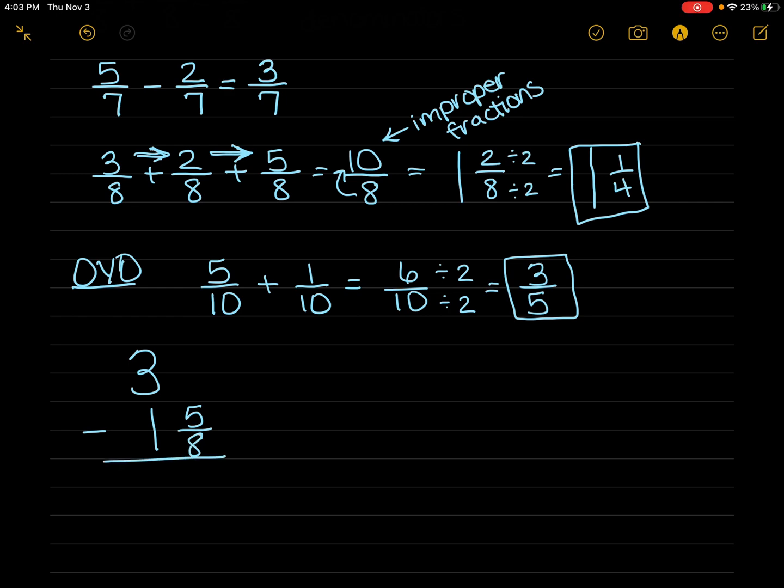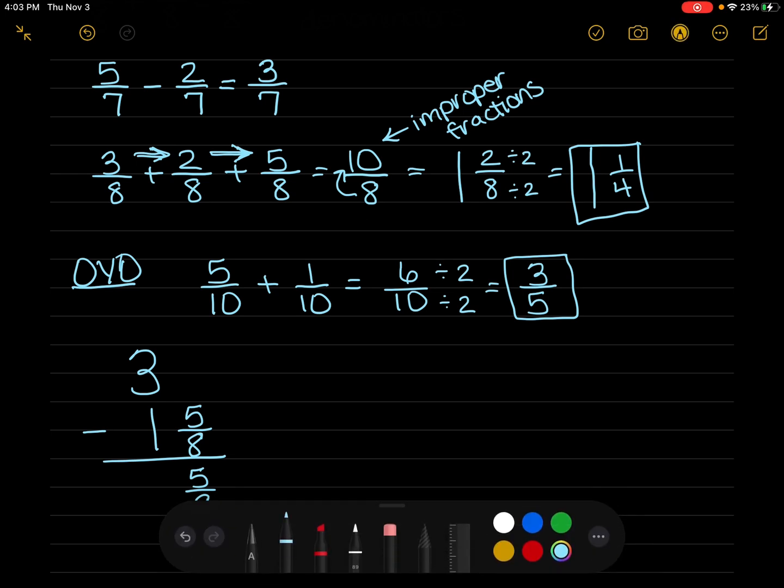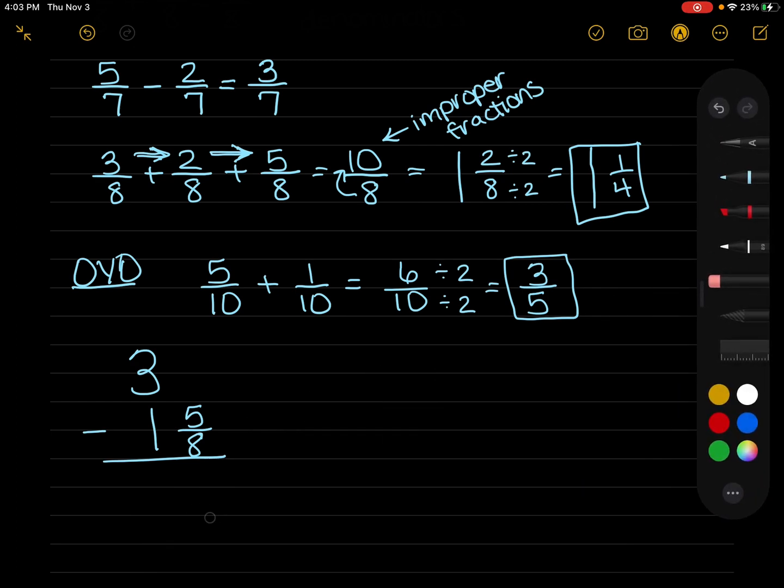Now, a lot of kids want to just bring down this 5/8 and write 5/8, but that's not the way you solve any kind of subtraction problem. If I had nothing up here, there's nothing right here, you can't just take 5/8 away from nothing. That doesn't work.